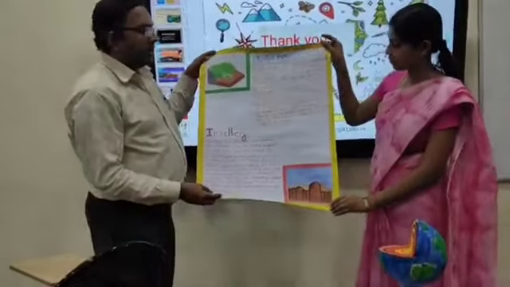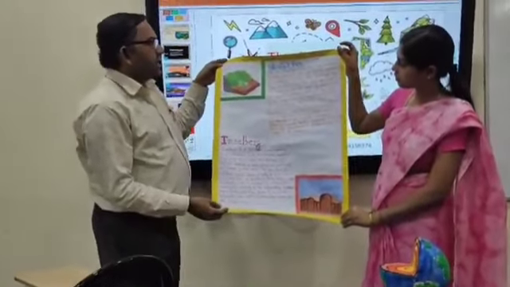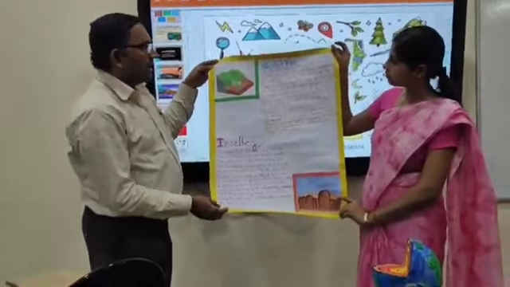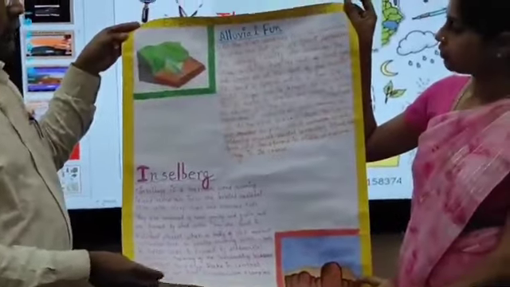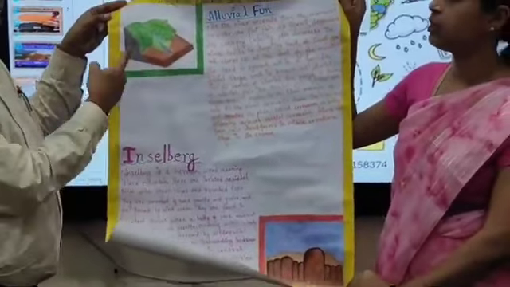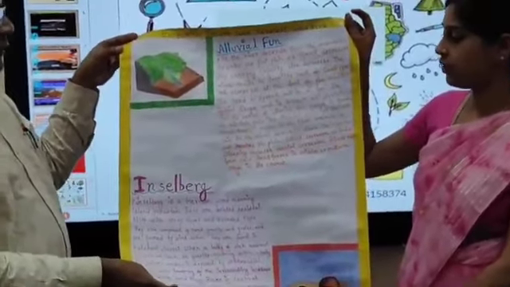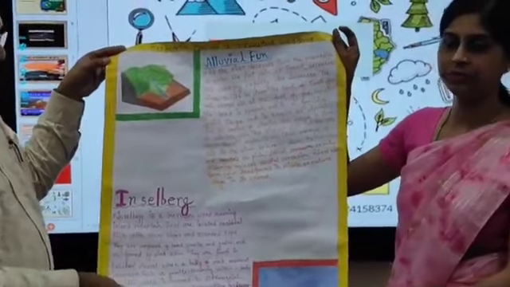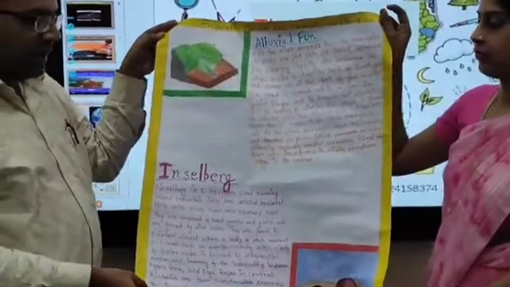Exogenetic processes and their resulting landforms. The features I have seen here are the alluvial plain, and the inselberg. One is a depositional feature of the river, the fluvial cycle, and the inselberg is from wind erosion. They are made by the students.